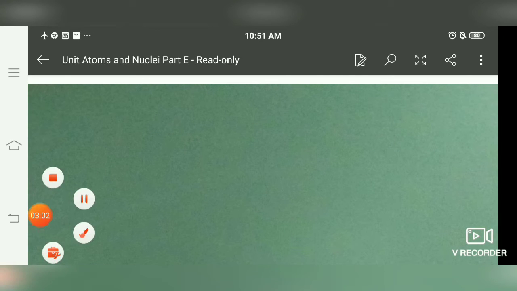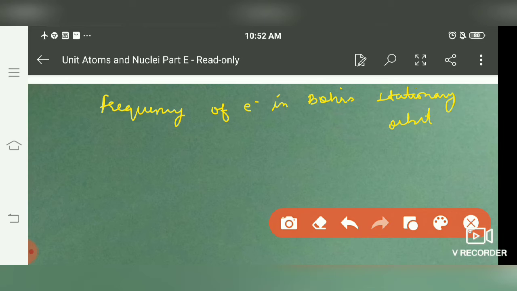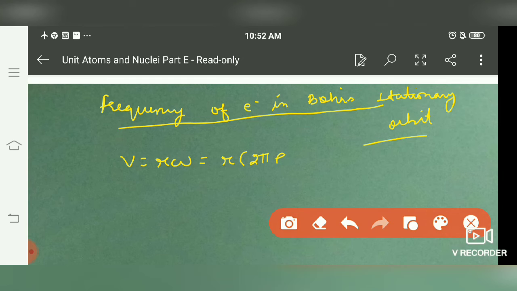Next is frequency of electron in Bohr stationary orbit. How to calculate the frequency? As we know, there is a relation between the linear velocity and angular velocity, that is v equals r omega, and this angular velocity is nothing but 2 pi into linear frequency.